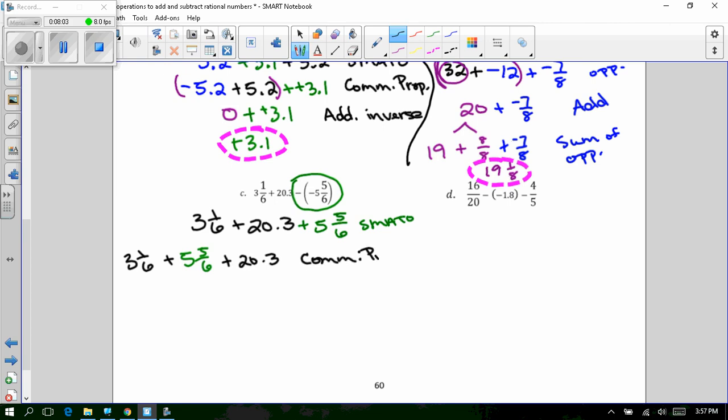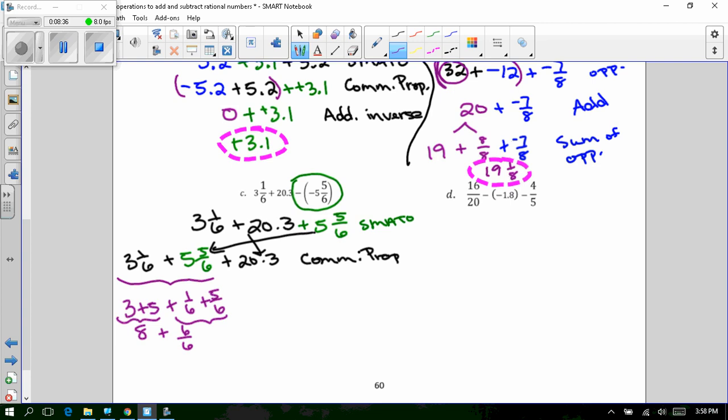All right, commutative property lets me flip-flop them. I just changed the order that they were written. All right, now I notice that these two here have common denominators, right? So I can probably add these pretty easily. So I could really just do 3 plus 5 plus 1/6 plus 5/6. Okay, I'm going to break that up, add those. So this becomes 8, and this here becomes 6/6.